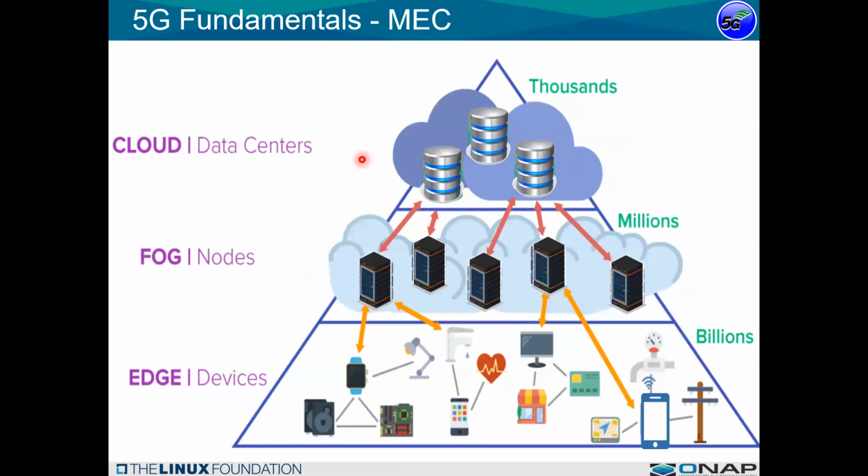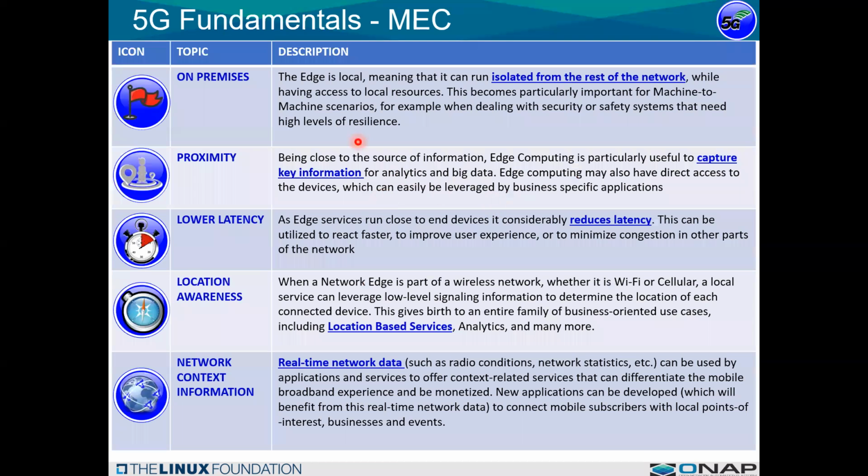So, mobile edge computing. Again, the concept is you have a bunch of devices, whether they're IoT devices or phones or individual monitors, that are connected to servers in the cloud that are located closer to the end network, and those communicate to more centralized data centers as they send information over longer distances. Some of the key ideas here are that the edge is local, meaning that it can run isolated from the rest of the network while having access to local resources. This is important for machine-to-machine type communications, for example, when you're dealing with security or safety systems.